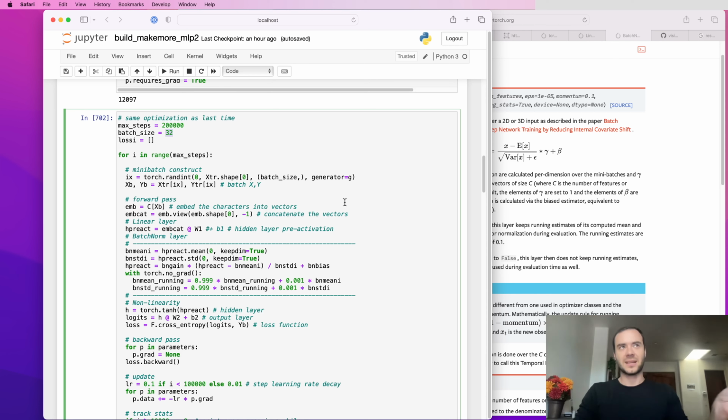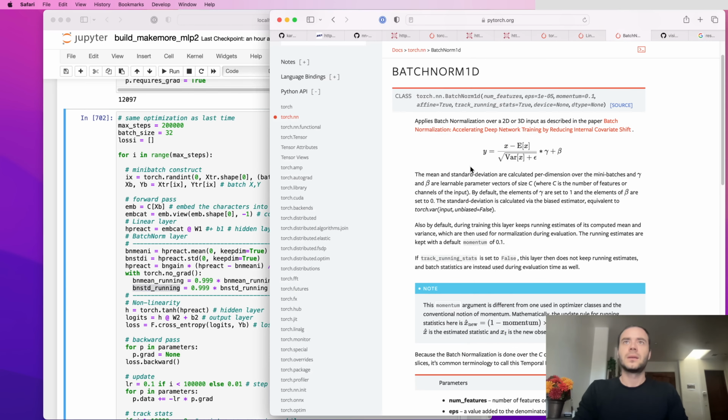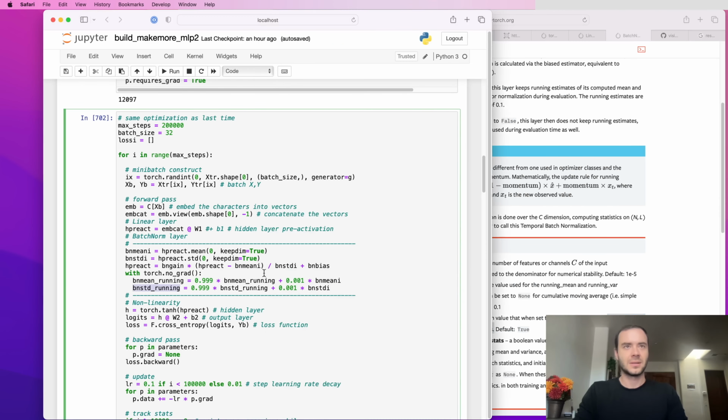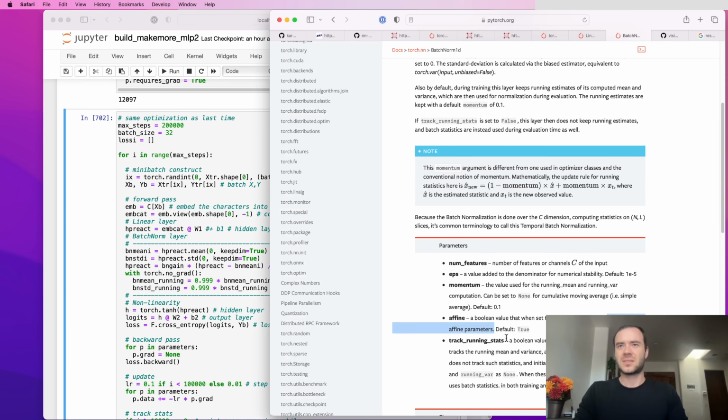So if your batch size is very small, momentum of 0.1 is potentially dangerous, and it might make it so that the running mean and standard deviation is thrashing too much during training, and it's not actually converging properly. Affine equals true determines whether this batch normalization layer has these learnable affine parameters, the gain and the bias. And this is almost always kept to true. I'm not actually sure why you would want to change this to false.